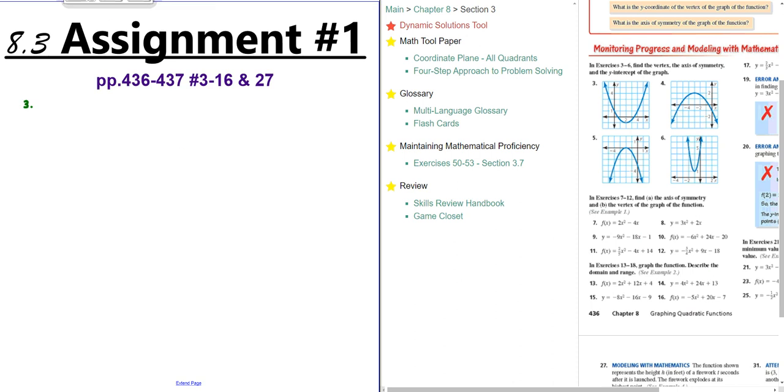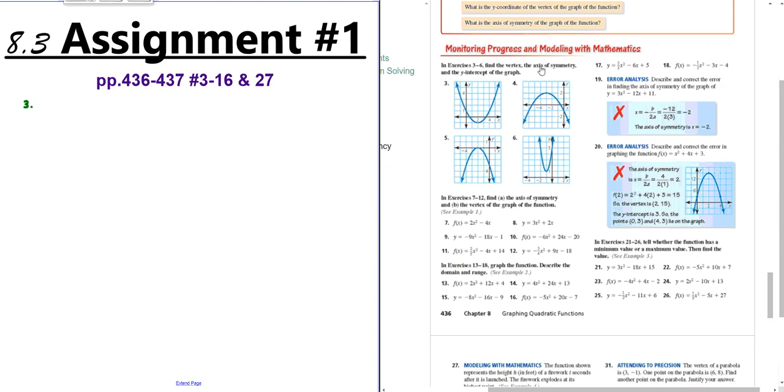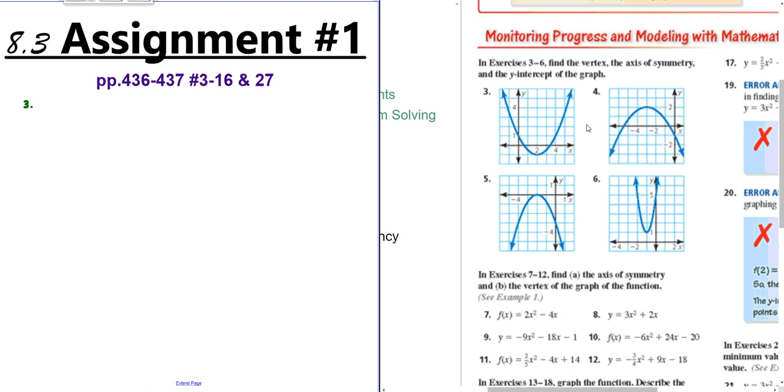In number 3, it says we need to find the vertex, the axis of symmetry, and the y-intercept. Well, we're just given a graph here. So the vertex, we can visually see it's the lowest point of this graph, or the highest point if it opens down, and it's at 2, negative 1. So the vertex is at 2, negative 1.